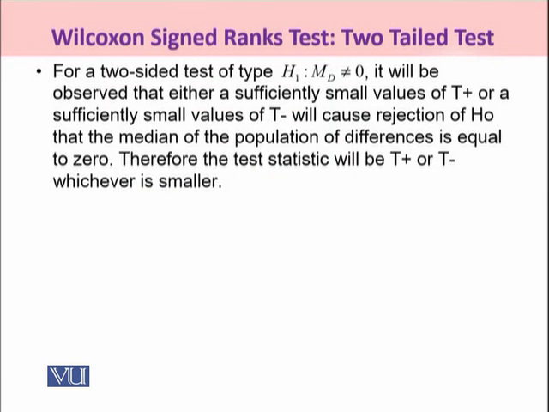For a two-sided test of type H0: MD equal to 0 against H1: MD not equal to 0, we will observe that either sufficiently small values of T plus or sufficiently small values of T minus will cause rejection of H0, that the median of the population of differences is equal to 0. Therefore, the test statistic will be T plus or T minus, whichever is smaller compared to the other.